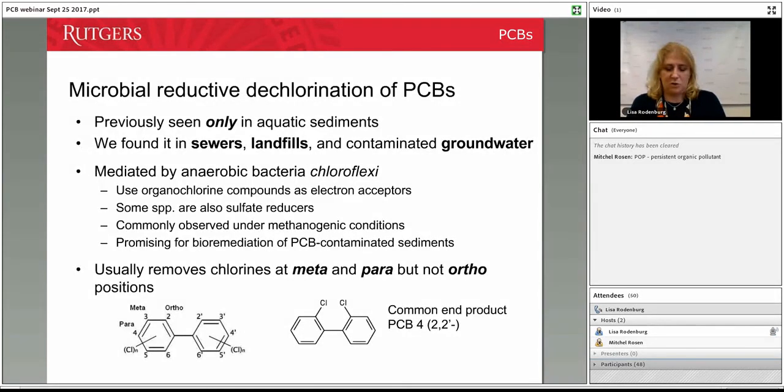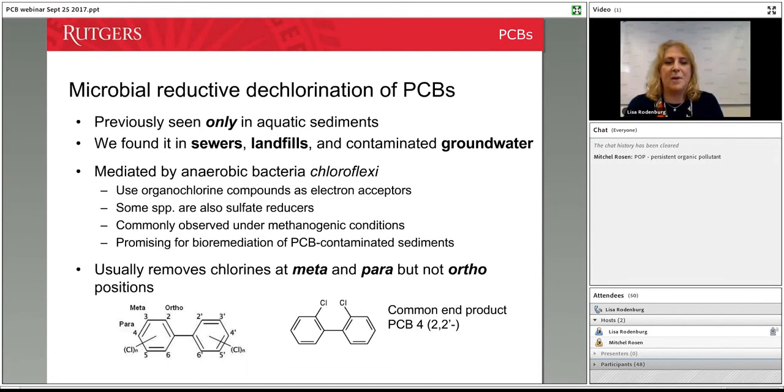And then the third, not exactly source, but process by which PCBs can be produced is microbial reduction of PCBs by bacteria. It used to be that we thought that this only happened in aquatic sediments, like the upper Hudson River was the big example of where bacteria have been dechlorinating PCBs for years. Ever since General Electric has been dumping PCBs into the upper Hudson River, the bacteria had been going after them. But we found more recently that it can also happen in places like sewers and landfills and in contaminated groundwater. So you can find these dechlorinated PCB signals in a lot of other places.